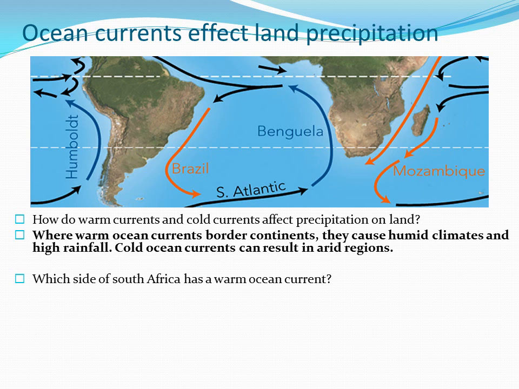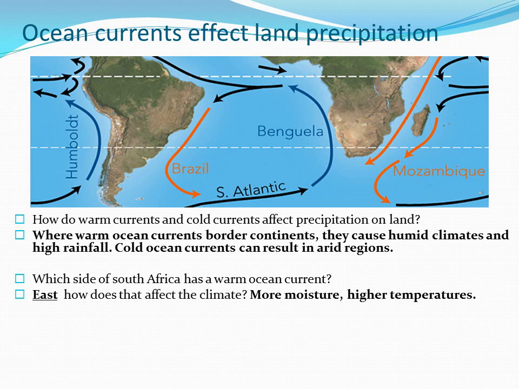And which side of South Africa has a warm ocean current? Okay, so we're looking at Africa on the right here. We've got the Benguela on the left, on the west coast. We've got the Mozambique on the right, on the east coast. So which one of those is warm? We have the east side, right? Because these orange arrows indicate that it is a warm current.